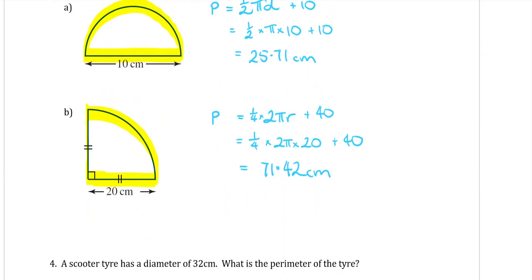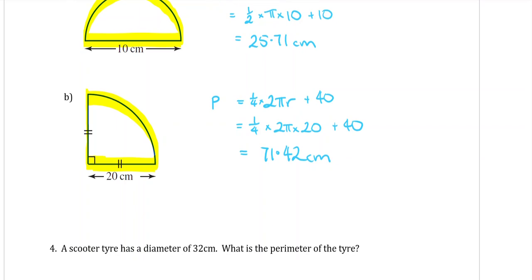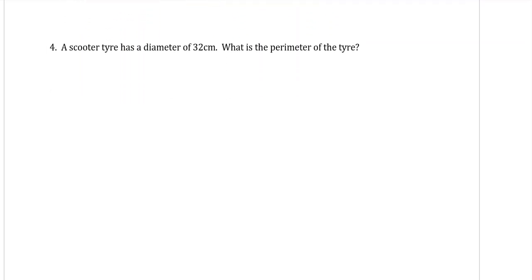Okay, question 4. You've written that down? A scooter tyre has a diameter of 32. Now, a tyre is always a whole circle, otherwise it wouldn't be a tyre. The diameter, which means the whole way across, is 32 centimetres. What is the perimeter of the tyre? It's just a wordy way of saying what is the circumference of that circle. What is the formula that I should use?